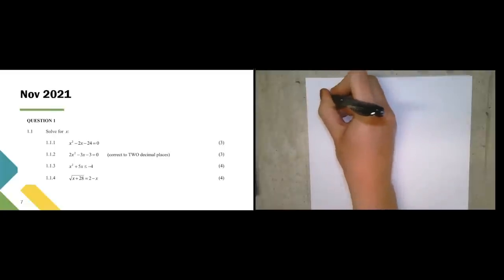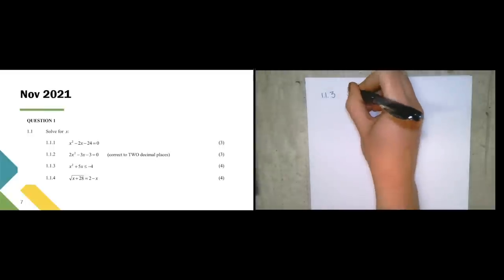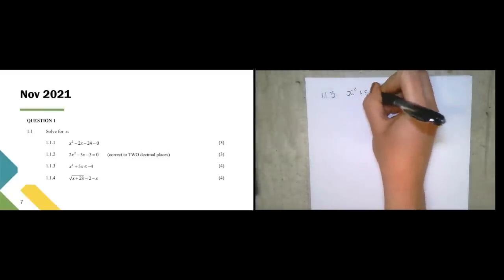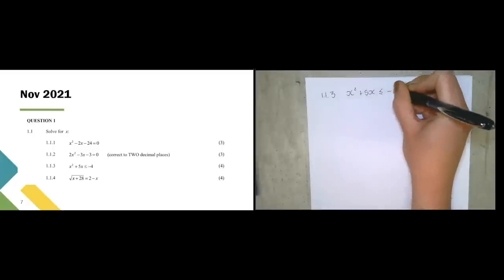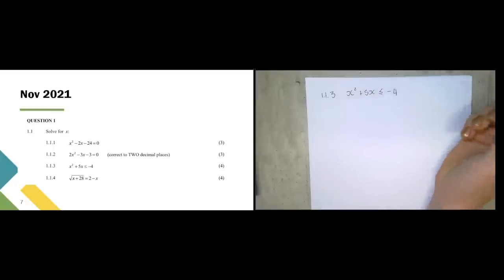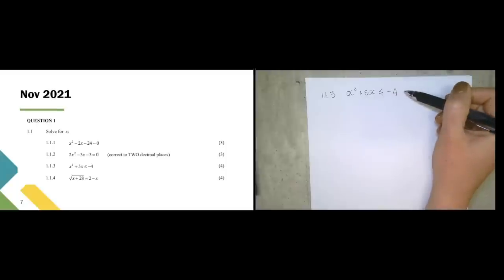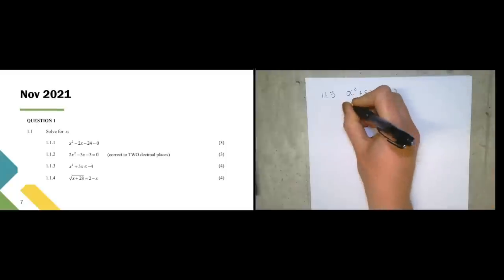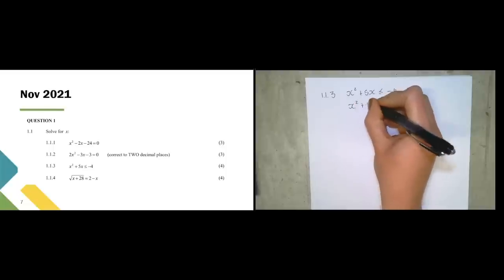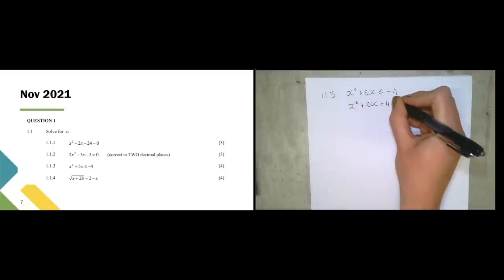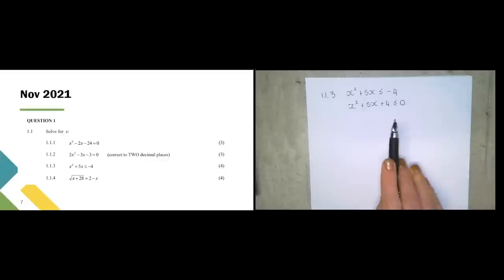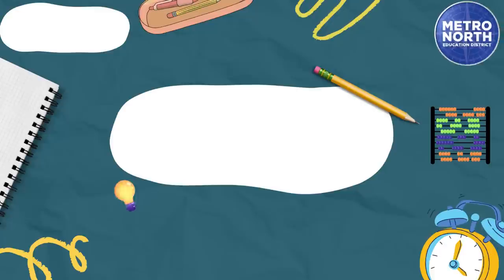1.1.3 looks a little bit different. They've given me x squared plus 5x smaller or equal to negative 4. How is it different from the previous 3 years? The previous 3 years, it was already a zero. So we have to write it in standard form first. So please make sure you write it in standard form first, so it is smaller or equal to zero, and then you can factorize your trinomial and go on from there. 1.1.4, once again the same as the previous years. We square both sides and we remember to test our solution.